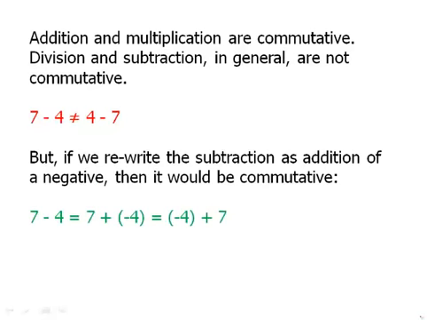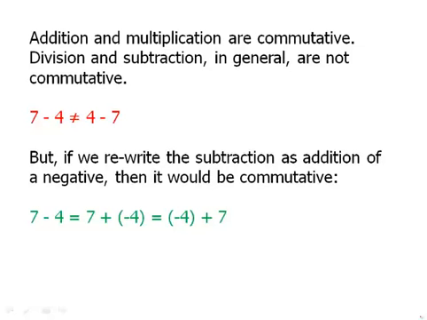But keep this in mind. If we rewrite the subtraction as the addition of a negative, that's a very sophisticated move, then it would be commutative. So 7 minus 4, we could express that as 7 plus negative 4, and then we could swap the order, negative 4 plus 7. So we could actually perform that swap if we needed. So all these are properties you need to know. You need to know what you can do with these numbers, but you don't need to remember the word commutative. That word will not be on the test.